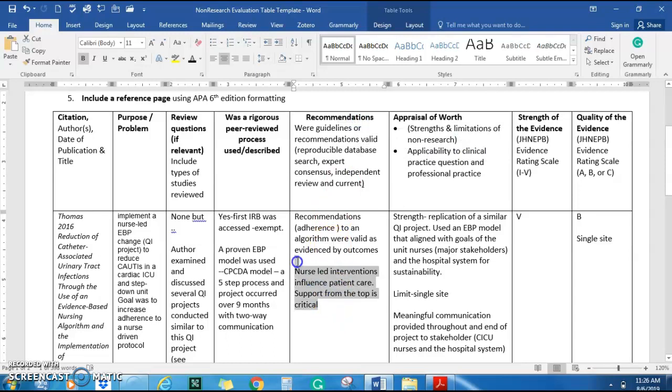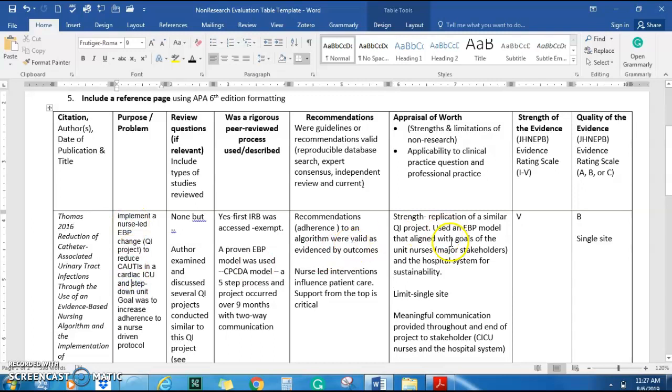But by the way, this right here, this is huge for clinical practice and clinical significance. Okay, so appraisal of worth. They talked about this. This is about strength and limitations, and then the applicability to clinical practice question and professional practice. And again, I go right back to this. This was huge for me anyways when I read this article, when we talk about practice question and the professional practice. That's what they found. And yes, the other thing they also found was that this process did reduce the CODIs, and so they were very successful with this QI project in meeting both of these, addressing both of these aims.